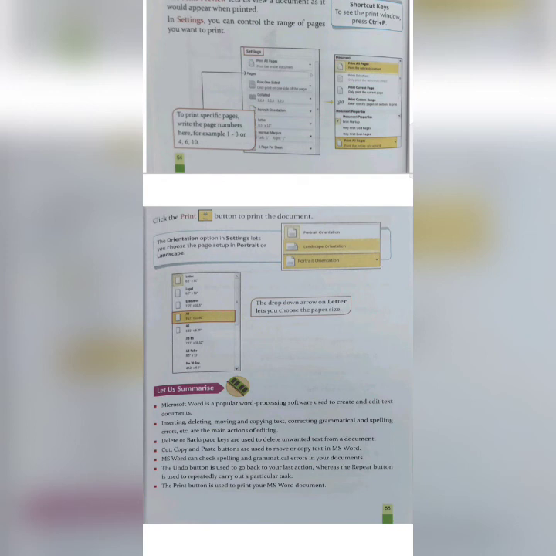Easy, na? The orientation option in settings lets you choose the page setup in portrait or landscape, the way you want to print it out. If you want it in landscape mode, you can do it. If you want it in portrait mode, you can do that as well. Landscape means basically how your drawing copies look. That is the landscape form. And the portrait form is the question papers which you used to get in your exam. That format is called the portrait form. The drop down arrow on letter lets you choose the paper size.